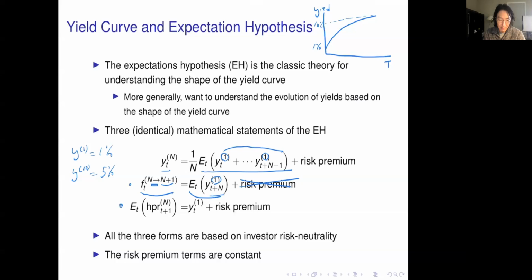Now the third statement is basically about the holding period return of any maturity bond. The holding period return of a bond is going to be the same as the short-term rate. Whether it's a 5-year bond, 10-year bond, or 20-year bond, it doesn't matter. The returns are going to be the same as the short-term rate. And note that all three forms are the same. It is based on investor risk neutrality.